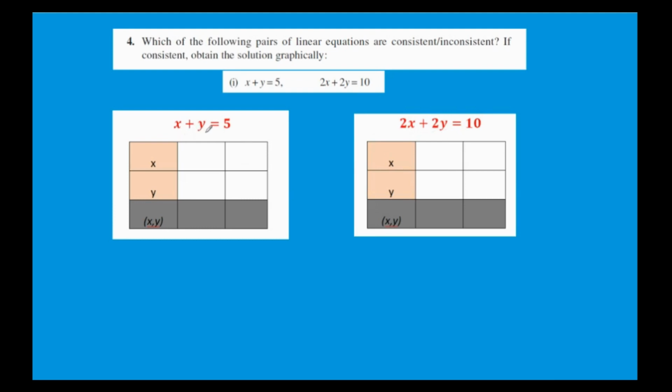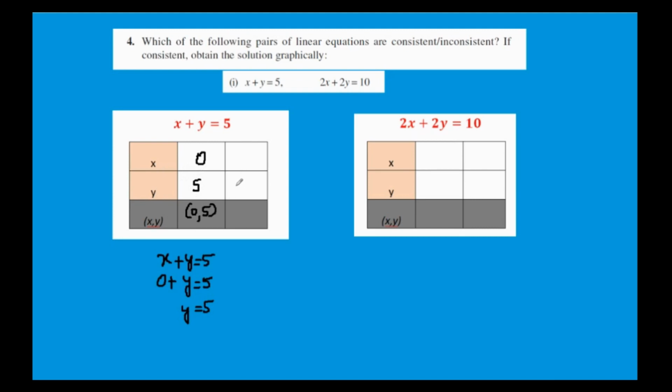So the 2 points for x plus y is equal to 5: I will assume x as 0. You can take any number, students. I am preferring 0 to make our calculation easy. So x plus y is equal to 5, I assumed the x value as 0, so 0 plus y is equal to 5. So the y value is 5. When x is 0, the y value is 5, so the ordered pair will be 0 comma 5.